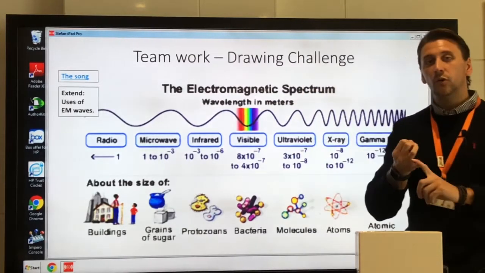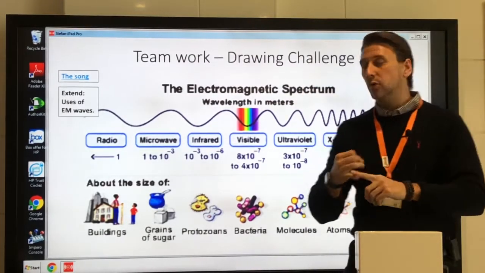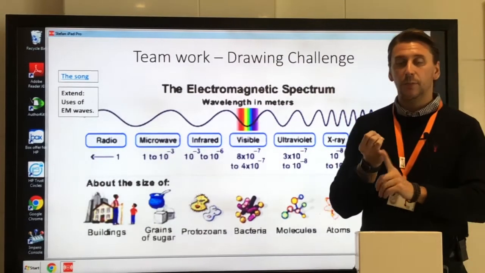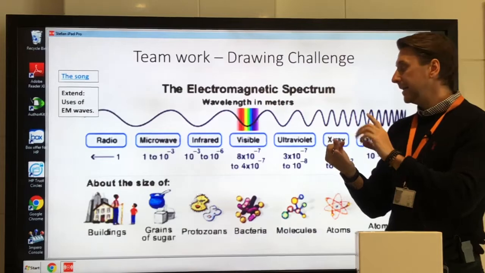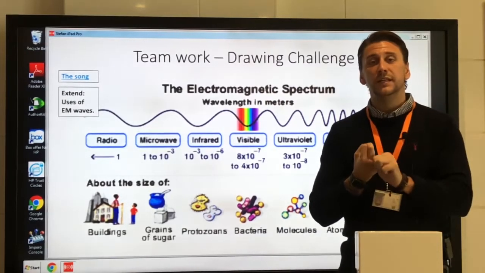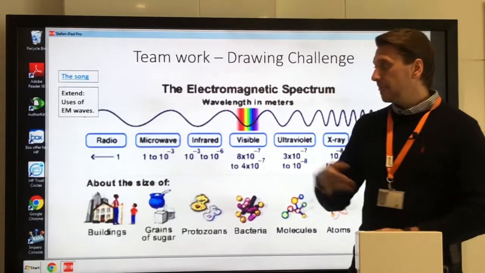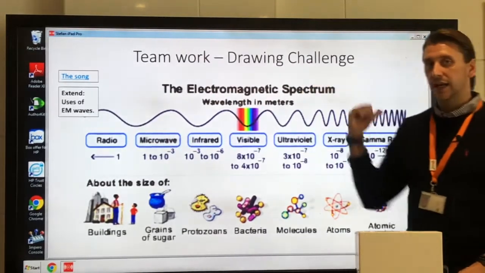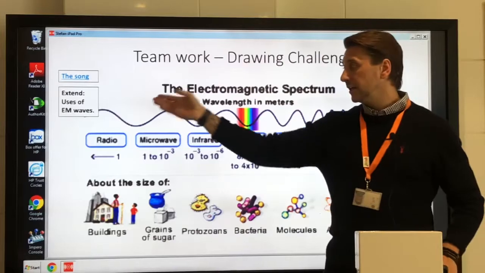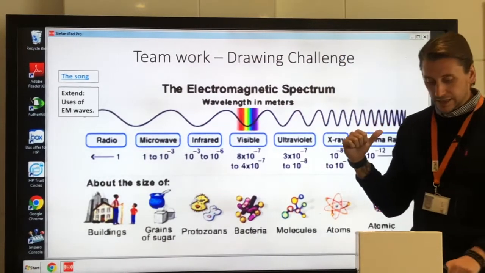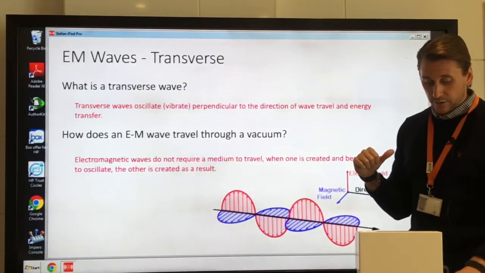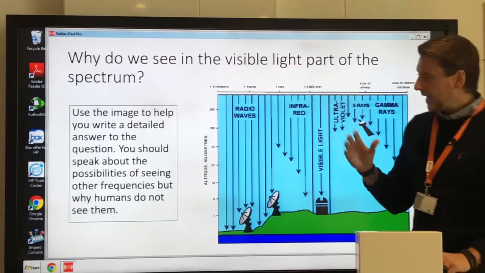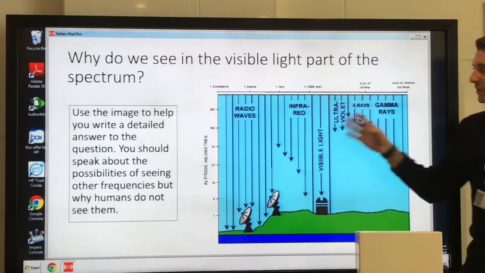We said that they all are transverse waves, so all of the oscillations that take place in the EM fields are perpendicular to the direction, and they all travel at the same speed in a vacuum. Differences are different wavelengths, longest to shortest, different frequencies, lowest to highest, and different energies as well, lowest energy to highest energy.